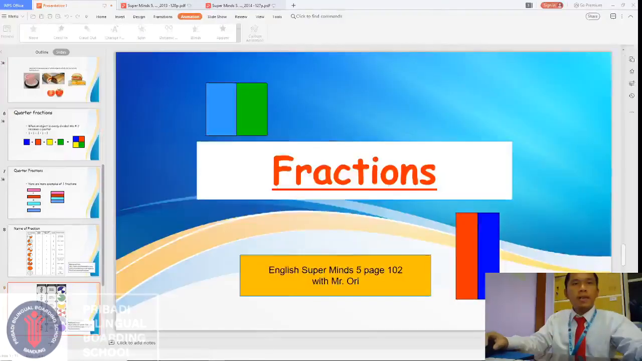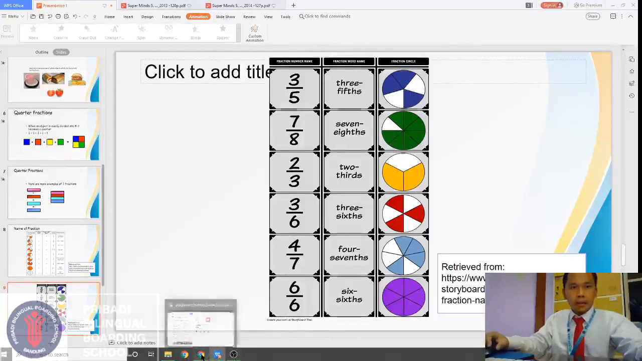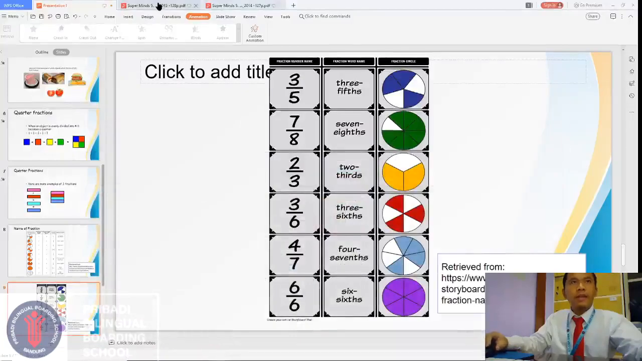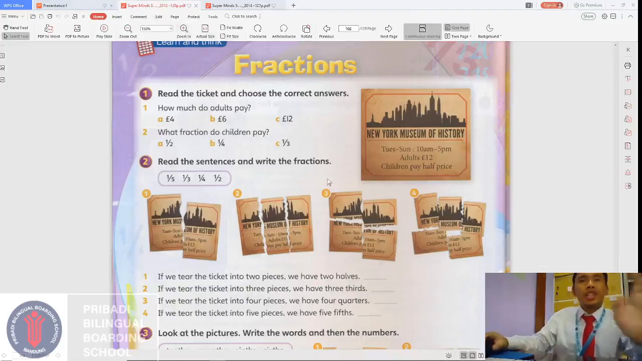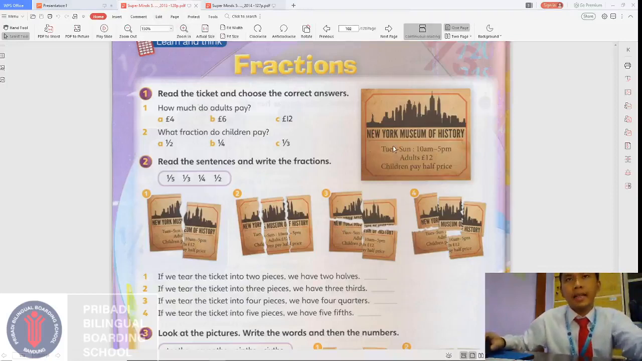Okay, everyone, now let's see from the book. Here we have Supermind student book page 102. Read the ticket and choose the correct answer. Here, New York Museum of History, from Tuesday until Sunday, 10 a.m. until 5 p.m. For adults, €12, and children pay half price. So how much do adults pay? It is already clearly stated. The answer is €12.